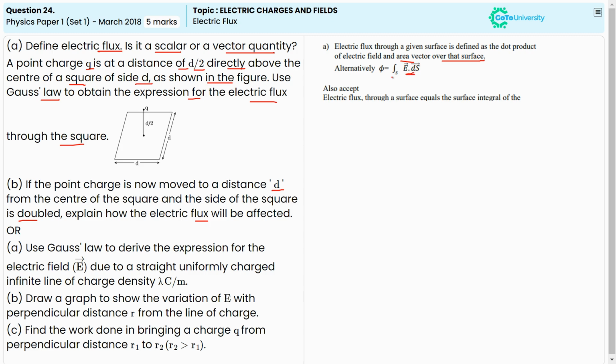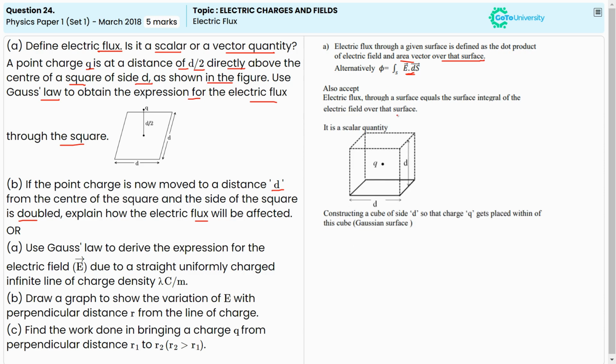Now also, electric flux through a surface is equal to the surface integral of the electric field over the surface. Okay, and it is a scalar quantity. Electric flux is a scalar quantity.